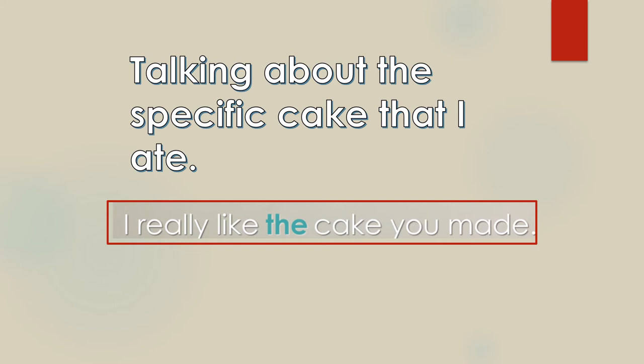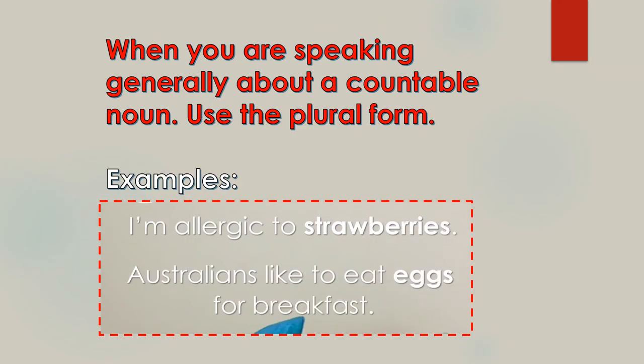Now let's look at another. I really like the cake you made. Which cake? The one that you made. She is talking about the specific cake that she has already eaten. I really like the cake you made. So the definite article "the" is used there because we are being specific.